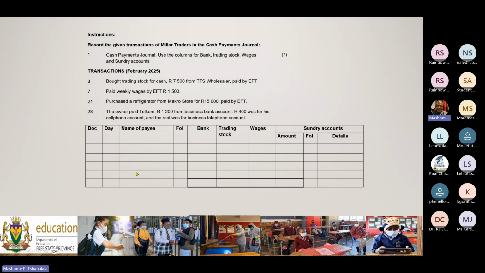Or if the owner took money for his personal use, we'll write the name of the owner here. Or if the owner paid someone using the business bank account, you'll write the name of that person under name of payee. Then we have day, we have document number.